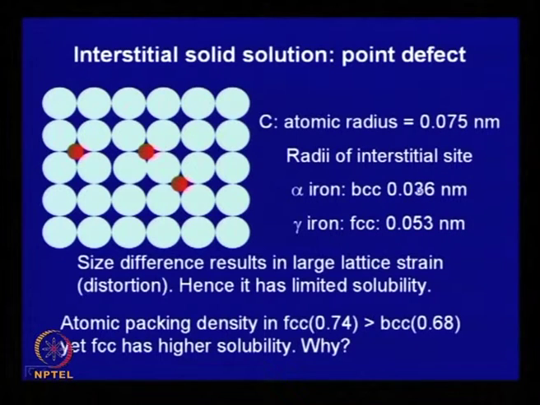So, if there is a BCC lattice, if you try and push a carbon atom here, there will be large distortion around the place. So, this puts a limit. Whereas if you look at the other one, face centered cubic crystal, the radius of this interstitial site is much larger, 0.053. It is substantially larger than this, but still it is smaller than the radius of carbon atom. So, even if a carbon atom goes into the interstices here, it will cause some amount of lattice distortion. So, interstitial solid solutions definitely will have some limit to solubility, and this will primarily depend on the atomic size or size difference.